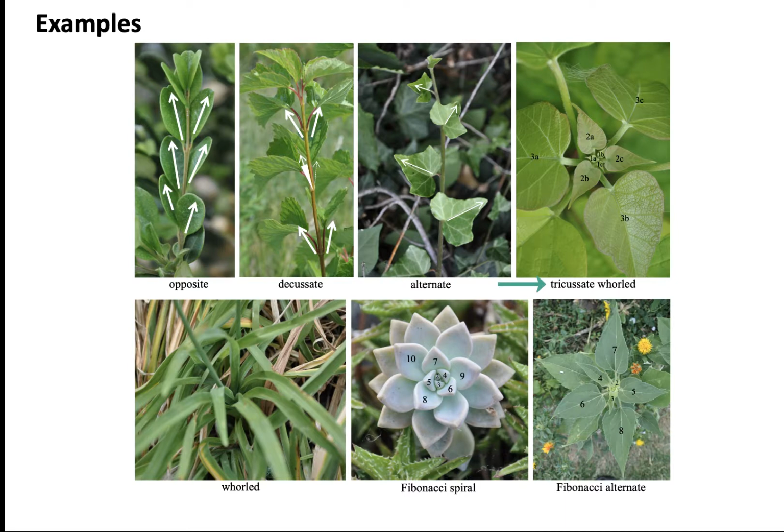Here are tricussate whorled, where there are whorls of three leaves in each position on the shoot. Generally whorled on the lower left. In this case, many times you can't tell unless you get way down on the stem to determine where the whorls are. And then the Fibonacci spirals and the Fibonacci alternate patterns are shown there too.